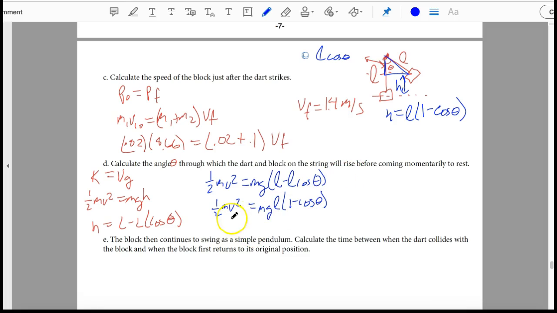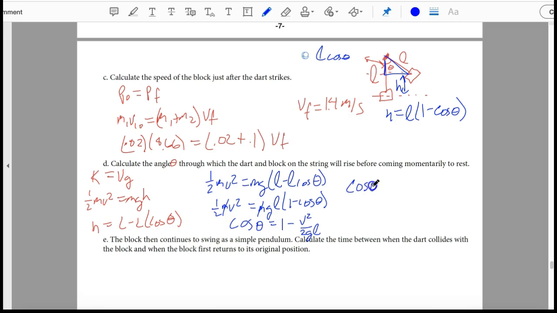All right, so now that we have that, let's solve this whole thing for the cosine of the angle. So the cosine of the angle is going to be equal to 1 minus v squared, so there's our v, over 2 times g times L. Our m's did cross off here, which is really kind of nice. If they didn't, that would be a problem. Now we're going to plug everything in.